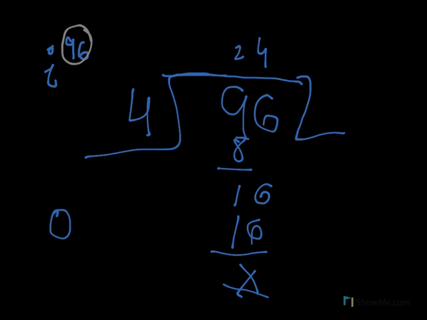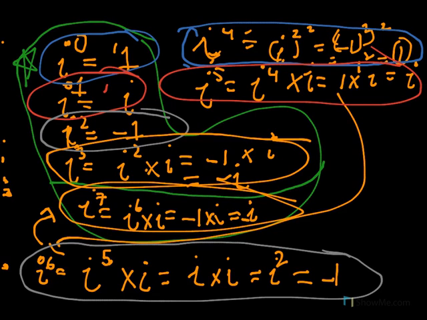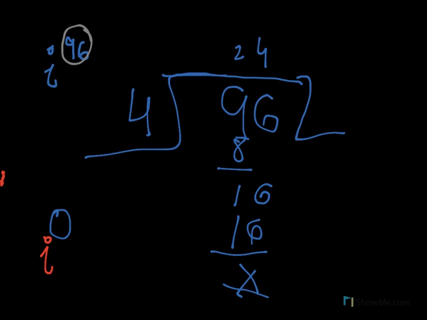When the remainder is 0, all we have to do is write the remainder as the power of i. So i to the 0 is, what is it? It is 1. So i to the 96th is equal to 1.